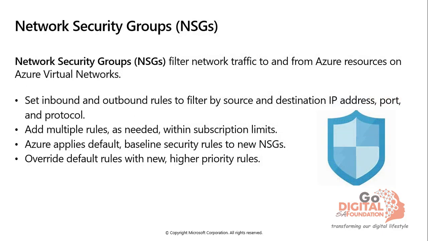And then we have what we call the network security groups. So the network security groups filter network traffic to and from Azure resources on Azure virtual networks. And they set inbound and outbound rules to filter by source and destination IP address, ports, and protocol, and add multiple rules as needed within subscription limits. Azure applies default baseline security rules to new NSGs, which is network security groups, and you can override default rules with new higher priority rules.